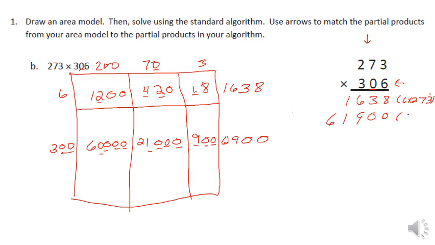Now this here would be 300 times 273. So we can see this is our partial product for here, and this is our partial product for here. When we add them together, we end up with 8, 3, 9 plus 6 gives us 15, carry 1 is 3, and our answer will be 83,538.